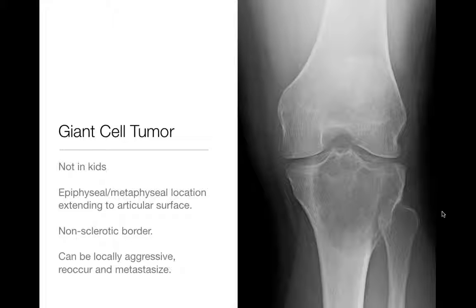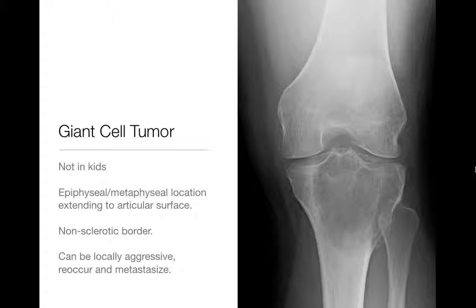Key things about giant cell tumors: please don't say giant cell tumor in somebody whose growth plates are not yet closed. You're going to be wrong 99% of the time, or the vast majority of the time. Also, giant cell tumors don't have a sclerotic border, so if you see something with a sclerotic border, you can throw out giant cell tumor. Also, giant cell tumors extend to the articular surface and originate at the metaphyseal epiphyseal interface. So if it's not extending to the articular surface, you can throw out giant cell tumor as one of your differentials. So, not in kids or people whose growth plates haven't fused. They have to extend to the articular surface, and they should not have a sclerotic border.